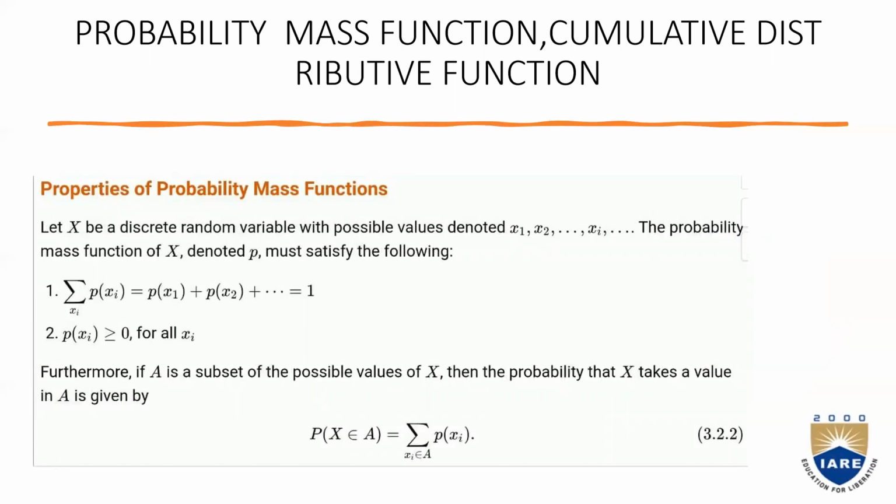Properties of probability mass functions. Let X be a discrete random variable with possible values denoted x1, x2, and so on. The probability mass function of X denoted p must satisfy the following: sigma over xi of p(xi) = p(x1) + p(x2) + and so on = 1, and p(xi) is greater than or equal to 0 for all xi. Furthermore, if A is a subset of possible values of X, then the probability that X takes a value in A is given by P(X ∈ A) = sigma over xi ∈ A of p(xi).